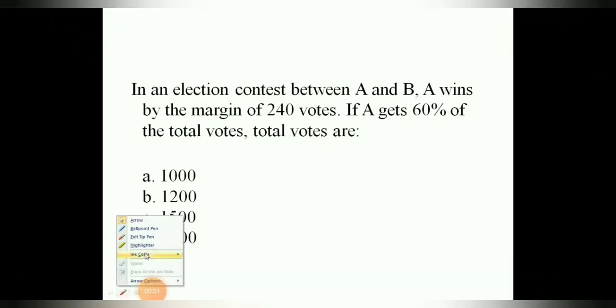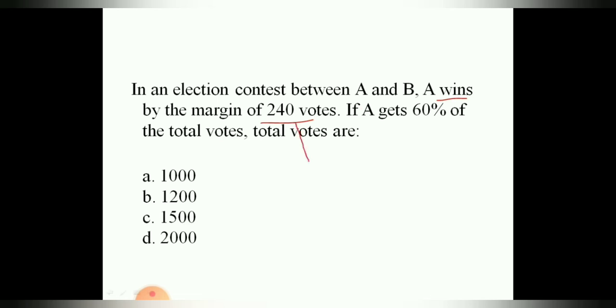Okay, next question. In an election between A and B, A wins by the margin of 240 votes. If A gets 60% of the total votes, then find the total votes. We know that the winning margin is 240 votes. A gets 240 votes more than B. And it is given that A gets 60% of the votes and B gets 40%, right? Look at the difference, it is 20% of the votes between A and B. That 20% of the votes is nothing but the winning margin.